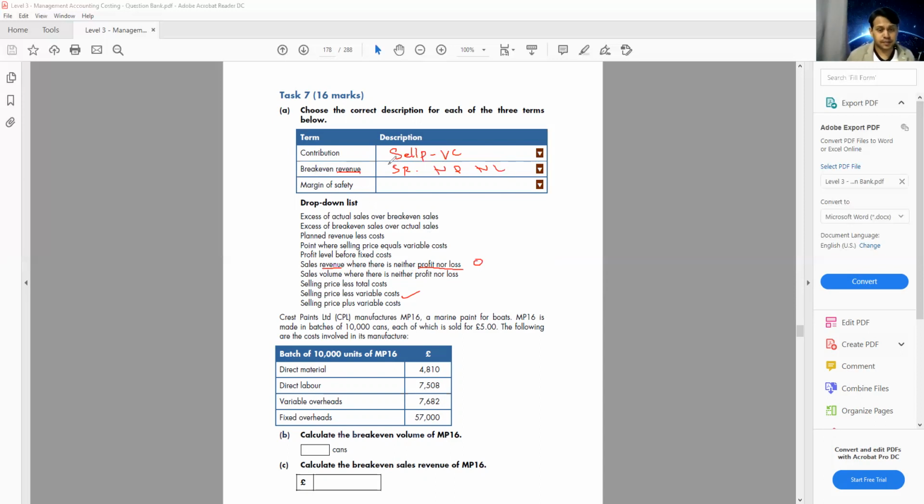Then margin of safety. Margin of safety is, we know, the actual sale minus break-even sale, isn't it? It's the excess of actual sale over the break-even sale. So from the break-even sale, whatever sale I make in excess, this is my margin of safety. That's not difficult. So let's move on to our next bit.